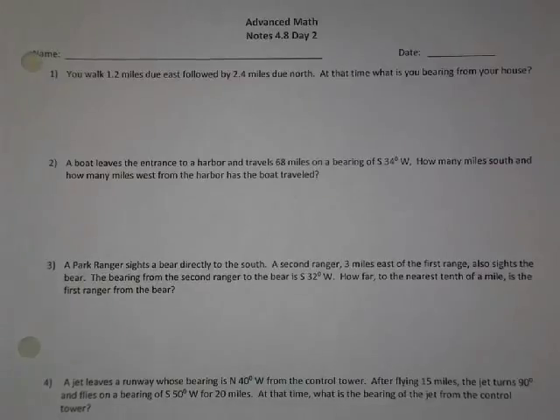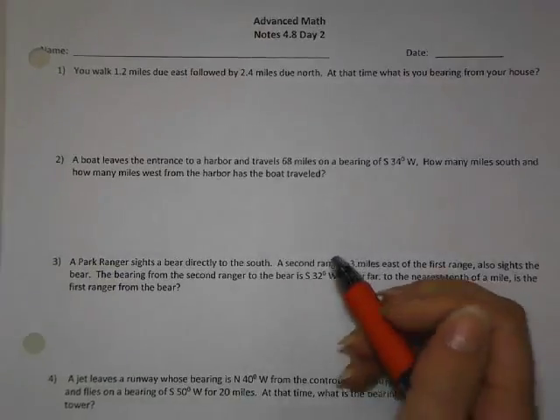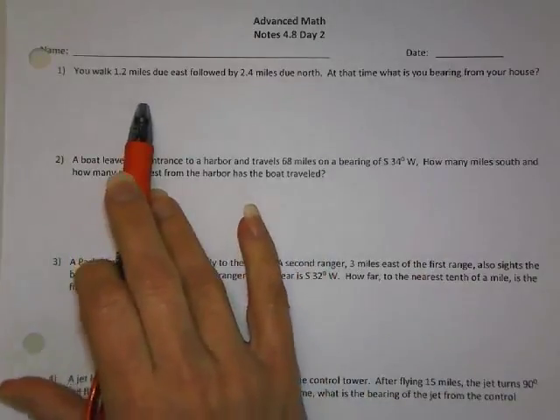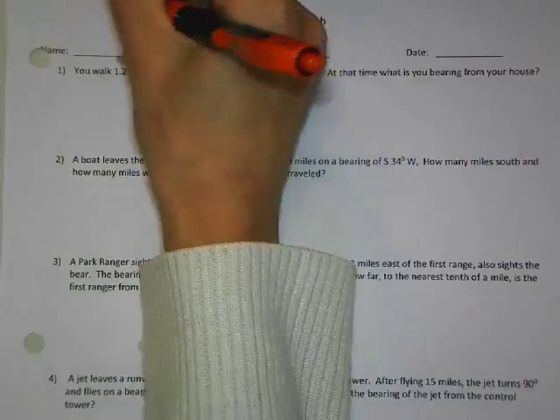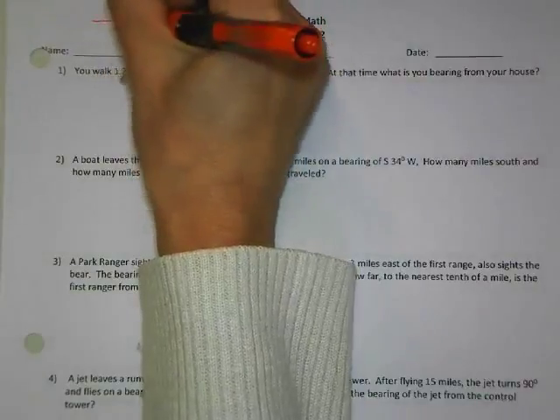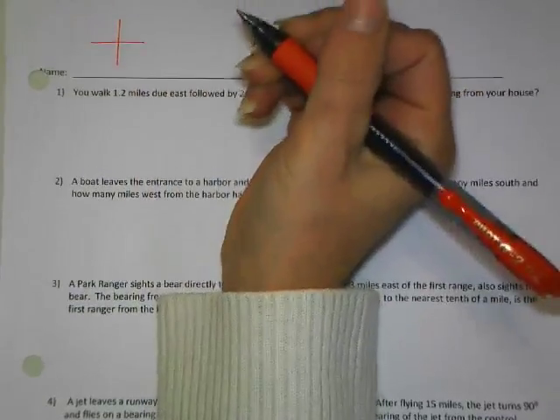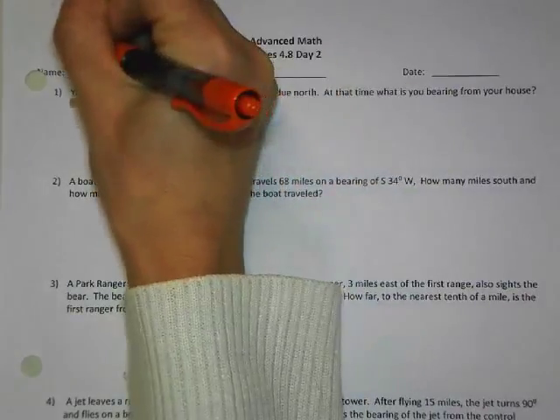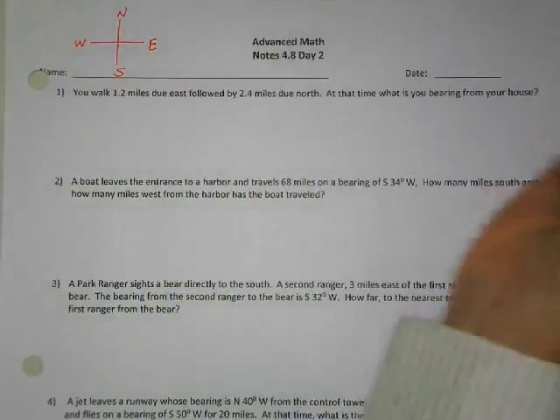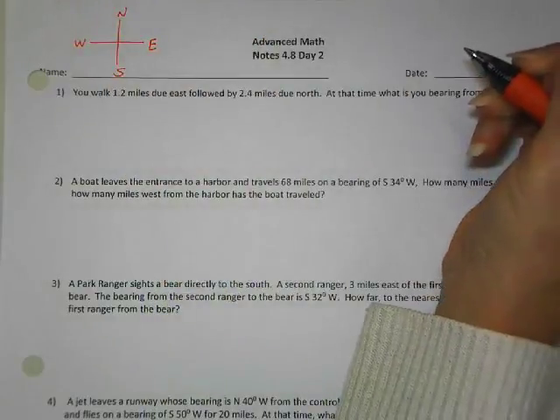Today we'll go ahead and finish up Chapter 4 by looking at one more day of solving these word problems using trig. Today we're going to work on bearing. Before we get started, at the top of your page, I'd like you to draw your compass. This is east, north, west, and south. That's nothing new to you.